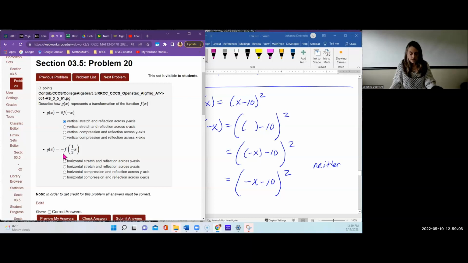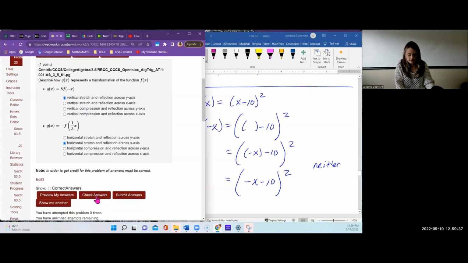On the second problem, we have a negative multiplied on the outside, which will be a reflection vertically, which folds on the x-axis. So we have a reflection across the x-axis. On the inside, we have 1/3 multiplied by the x. It's a number less than 1, which would normally be a compression, but because it's affecting x, it's going to be a stretch. So we have a horizontal stretch, and we have a reflection across the x-axis. Make sure you pick the right answers.